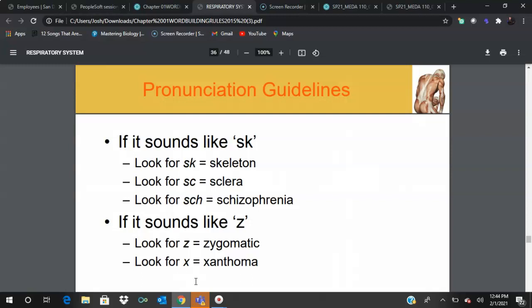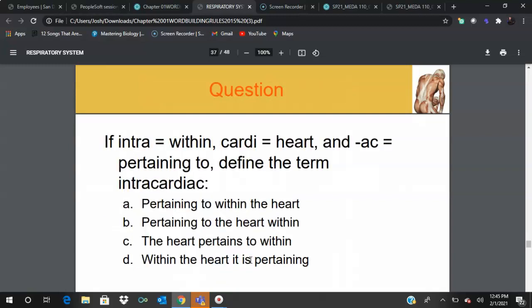Z, we all know that the X often sounds like Z. So here we have zygomatic, that's part of the cheek. And so you would pronounce this xanthoma. Okay, xanth means fatty or yellow, and oma means tumor. So that's like a yellowish kind of tumor, but it's pronounced zanthoma.